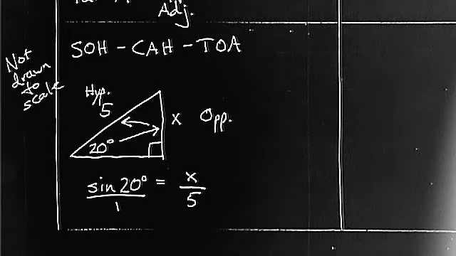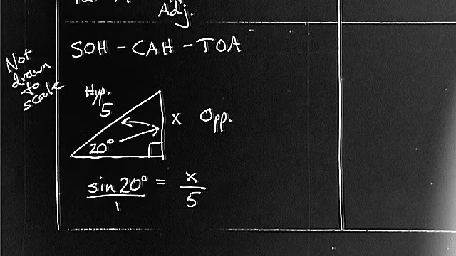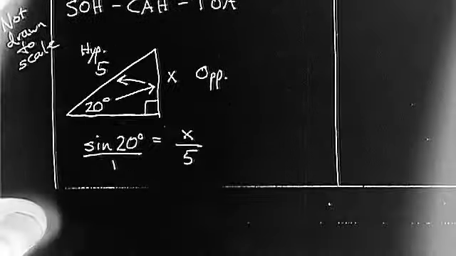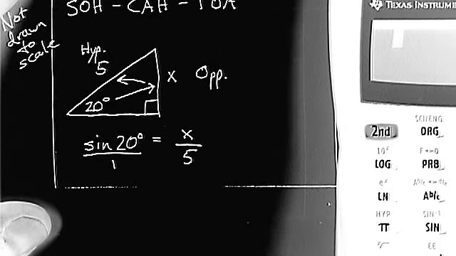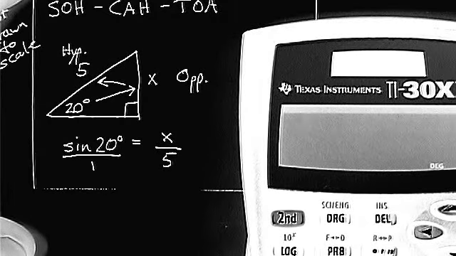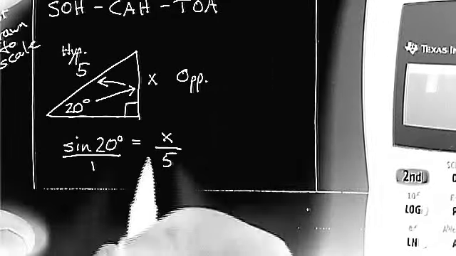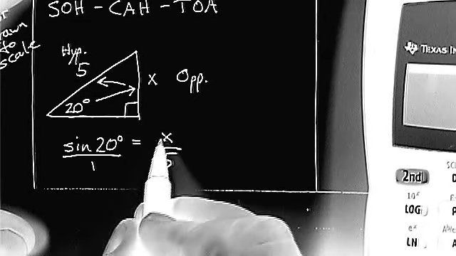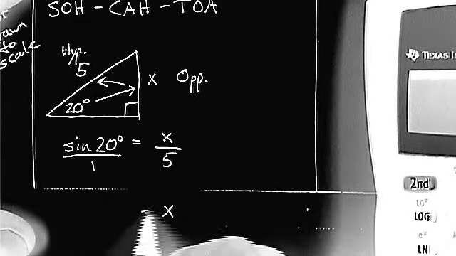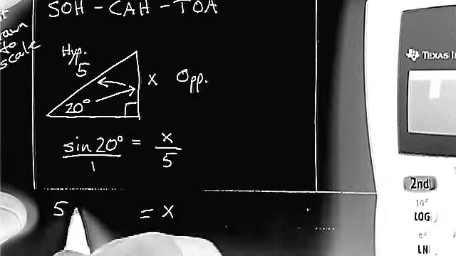Now all of us know that anything can be divided by 1. Well, what does that look like? That sure looks like a proportion. That's right. So how do we solve proportions? We cross multiply. So 1 times x, that's not too difficult. And 5 times sine 20 will be on the other side.